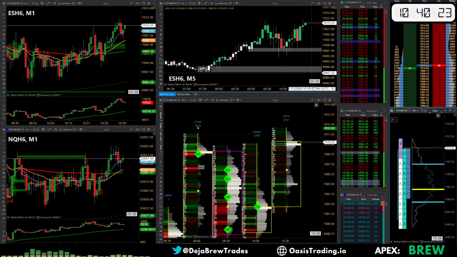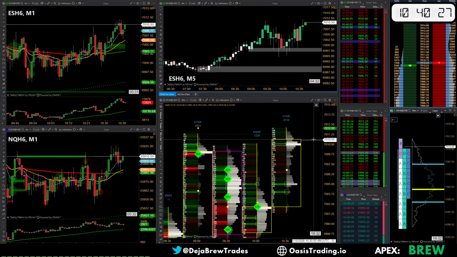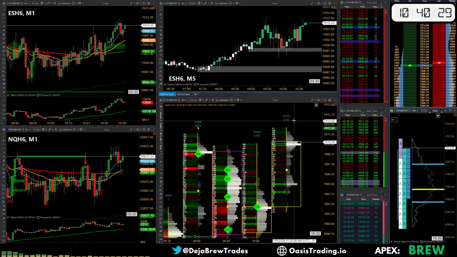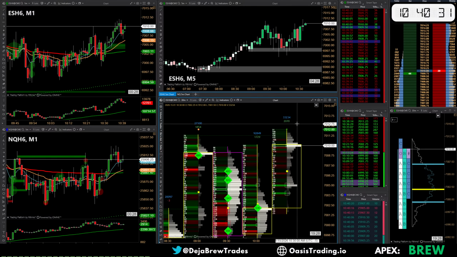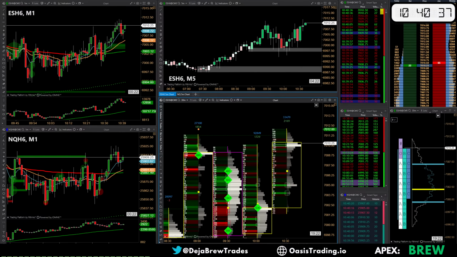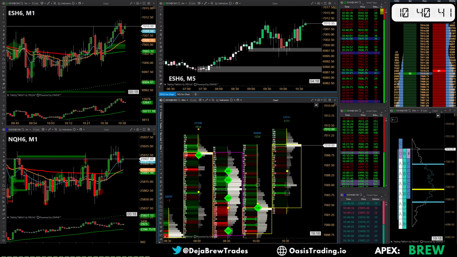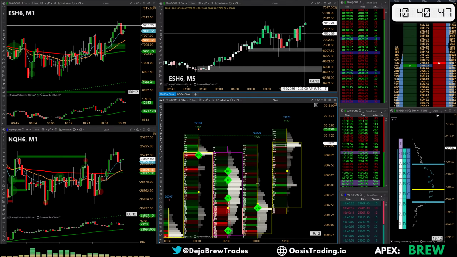Still battling over this upper node here at 10. They're not quite pushing away from it just yet. Five-minute lows starting to be protected.